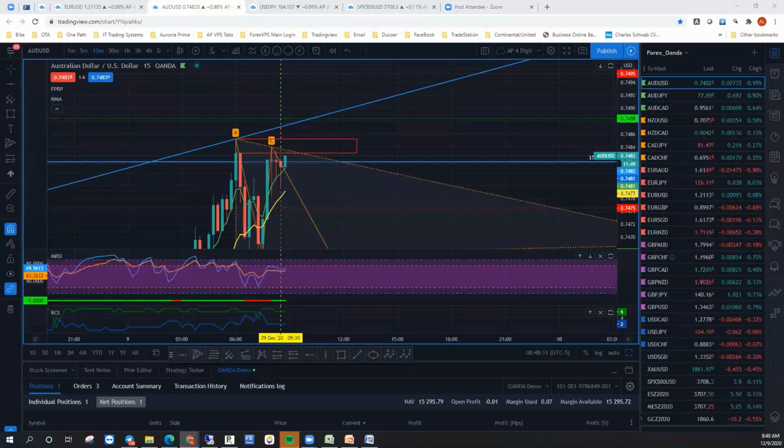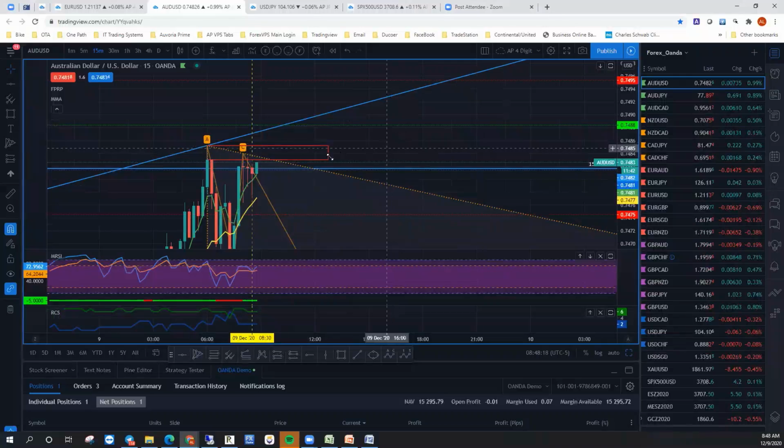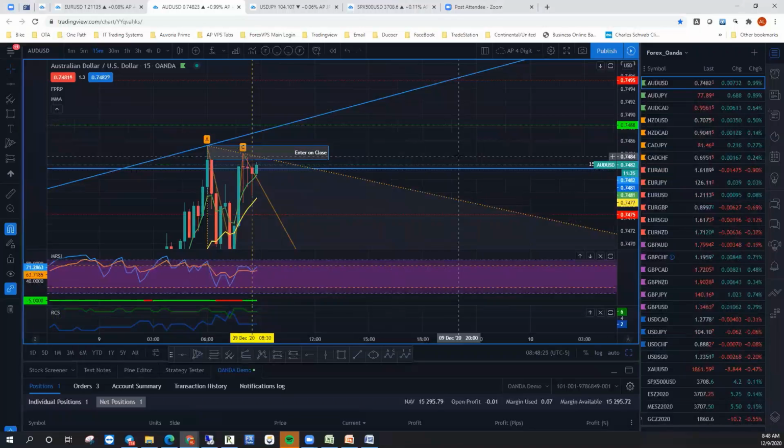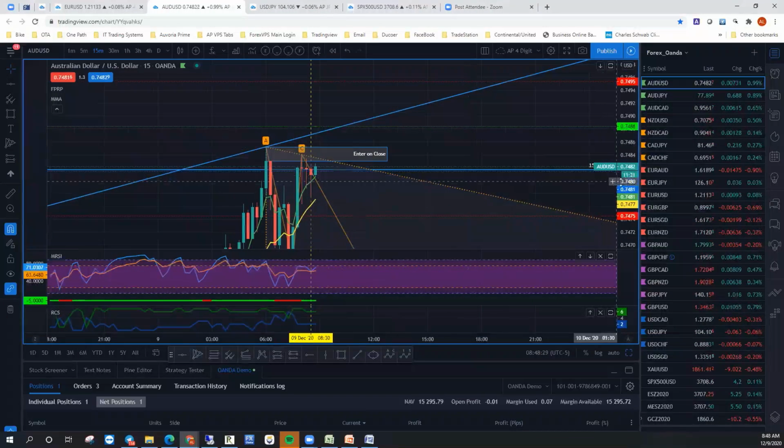I do like this Aussie to the upside. I think it's got some room to go to the upside. So you're playing on Aussie strength? I'm looking at Aussie strength, yep. I'm looking at Aussie strength on GBP/AUD as well.